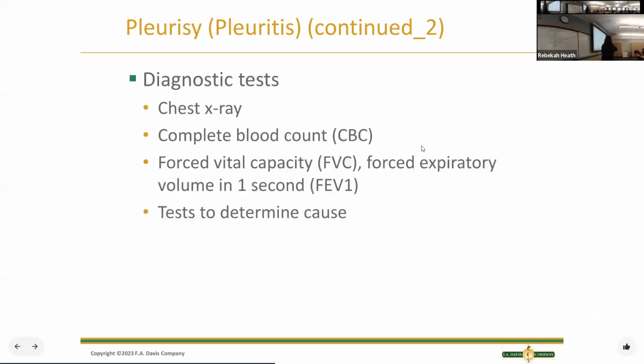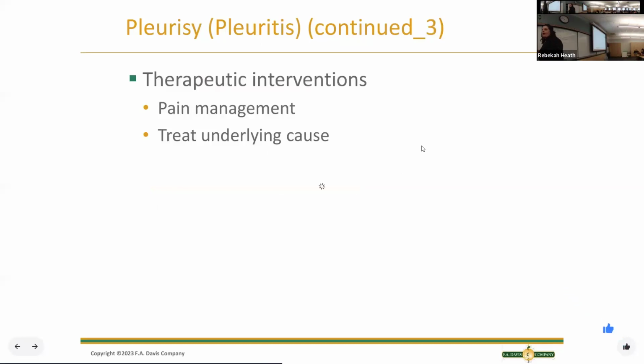With this, we're probably going to do a chest x-ray and some labs. They might do vital capacity, not very often. Usually the chest x-ray is going to show some of the inflammation around there. We're usually going to treat the cause, right? It's caused by something, so we're going to treat that cause. We might give them some pain medication just to help them with breathing.